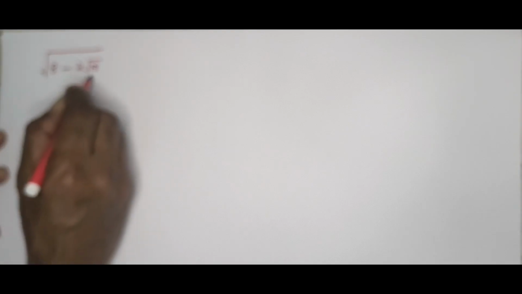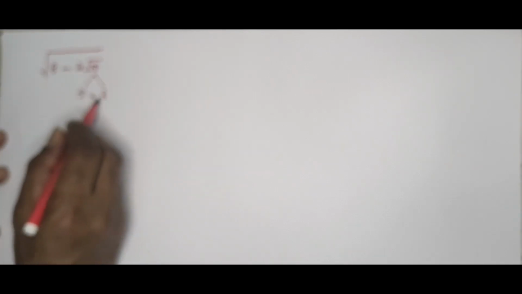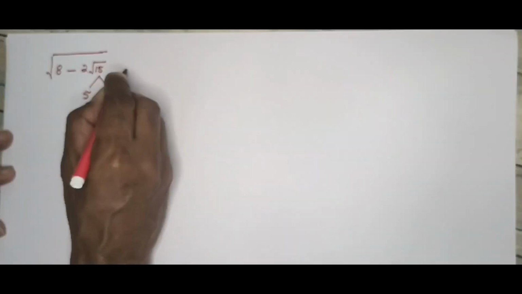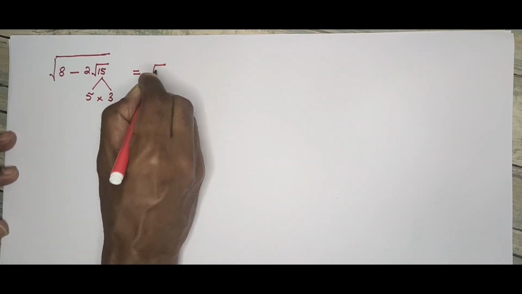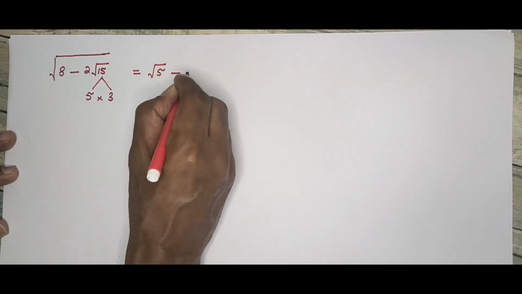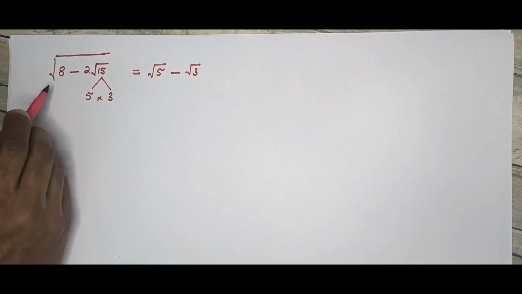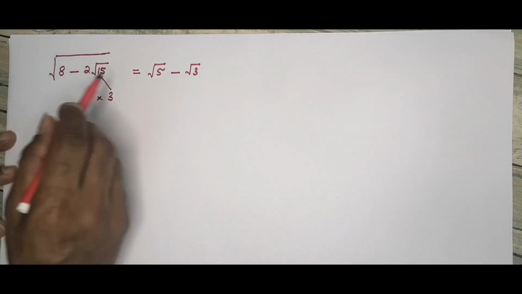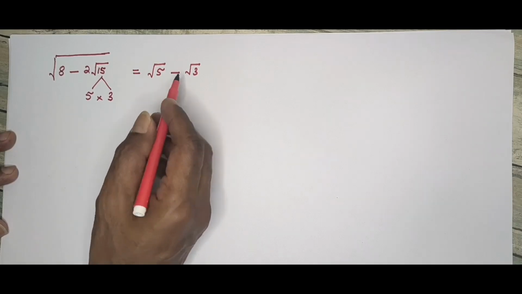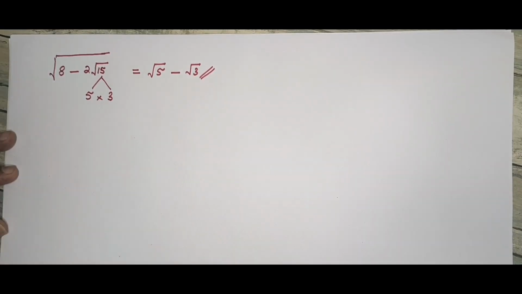Let me work out a few more examples to help you get a better understanding of the shortcut method. Look at this problem. We're finding the square root of 8 minus 2 root 15. So what do you do in the first step? Split 15 into two numbers, 5 and 3, so that their product is 15 and their sum is 8, and the answer is square root of 5 minus square root of 3. Here the connecting sign is minus, so we use the same sign in the answer. That's all. See how simple it is.